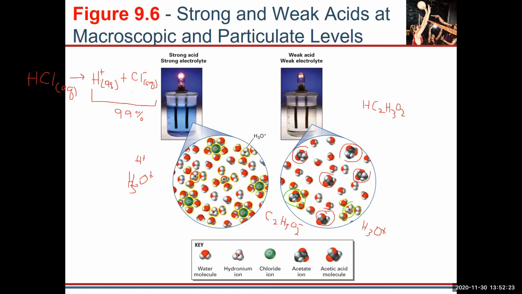So in a weak acid, there are going to be some atoms that have dissociated, but there are going to be a lot more molecules than there would be in strong acids. Yes, okay, makes sense.